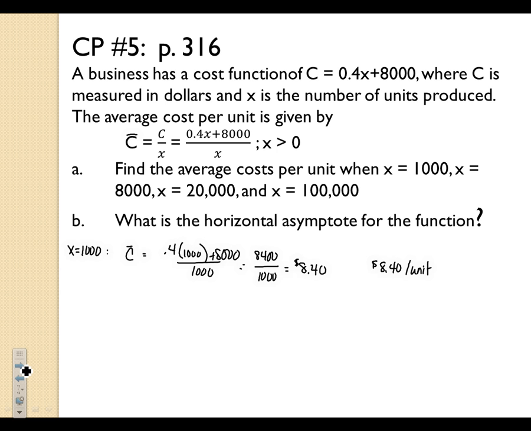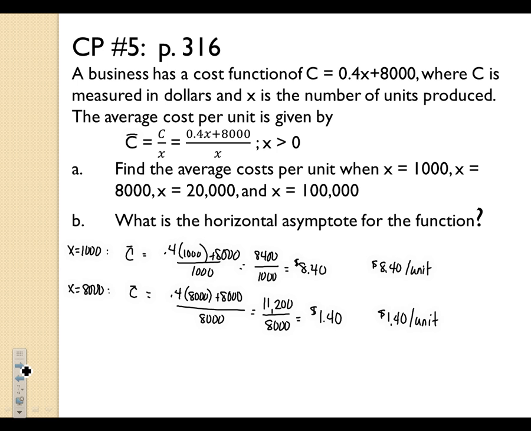Okay, let's do another one. Let's do the 8,000. So if 8,000 units were produced, just fill in the function and evaluate. We're going to get 11,200 over 8,000 equals $1.40. So now it's just $1.40 per unit.